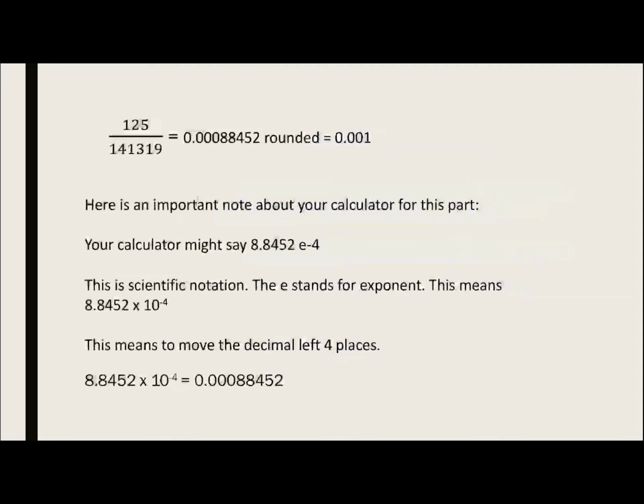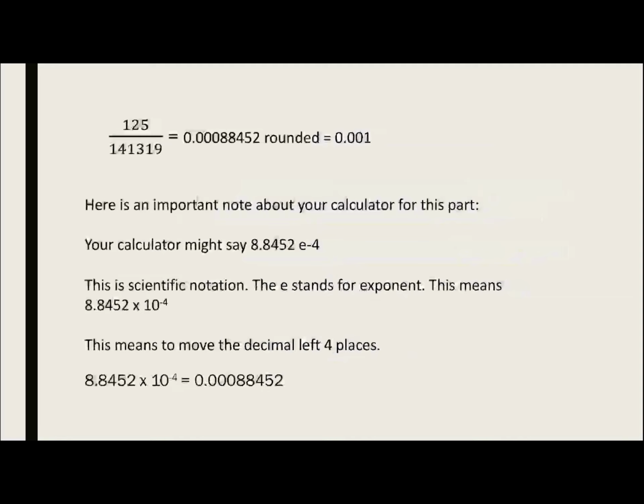Okay, here's an important note about the calculator for this part. Your calculator might say 8.8452 e minus 4. What does this mean? The E stands for exponent. This is scientific notation. So that means 8.8452 times 10 to the negative 4. The E means the exponent negative 4. When you have a negative exponent, that means to move the decimal left 4 places. So that's how we get that number.